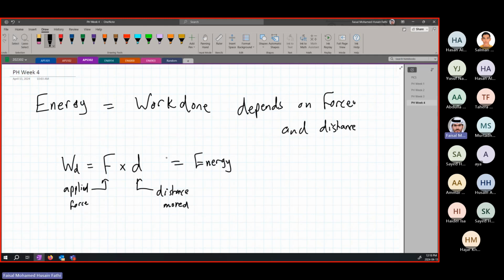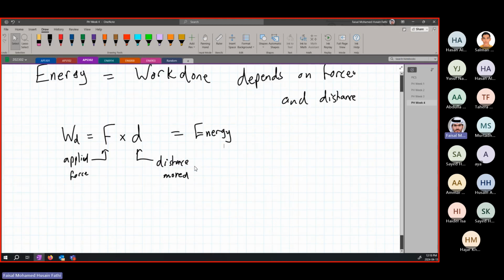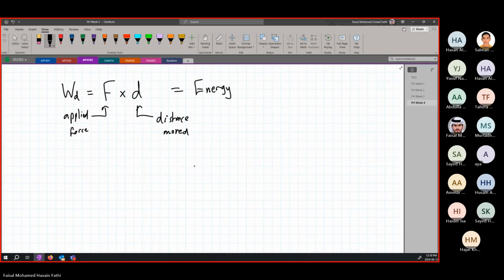All right. So if we look at a simple object that is being pulled in this direction with a specific force, and let's say it moved 10 meters, and the force is 30 newtons. Okay. So to move this object here 10 meters, all right, we're not looking at friction and all of that.